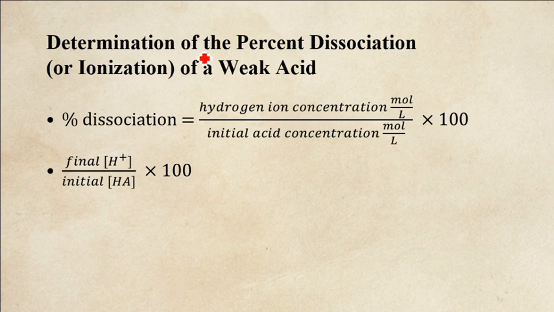Finally, determination of percent dissociation of a weak acid. When you've calculated values in the dissociation of a weak acid, you can then calculate percent dissociation. And essentially it is this equation here. Final concentration of hydrogen ions divided by initial concentration of acid times 100. And that gives you a good idea of percent dissociation, a more familiar value.